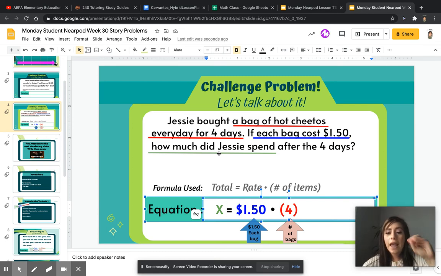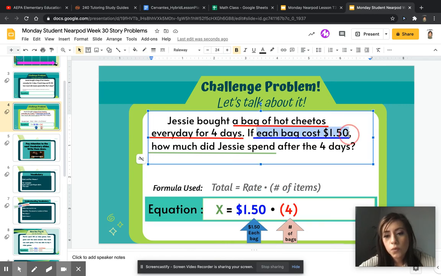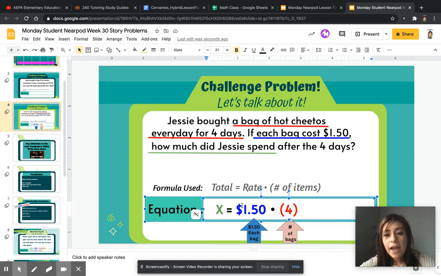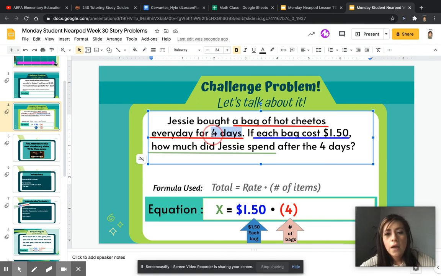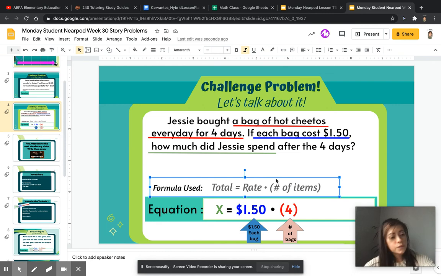So we're going to put X, which is the total, equals the rate. Rate was the price of one thing. So the price of one bag was $1.50. So $1.50 is your rate. You would put $1.50 there times the number of items. The number of items in this sentence is that he bought bags for 4 days. If you multiply this together, you'll get your total. So that's what you're doing today.